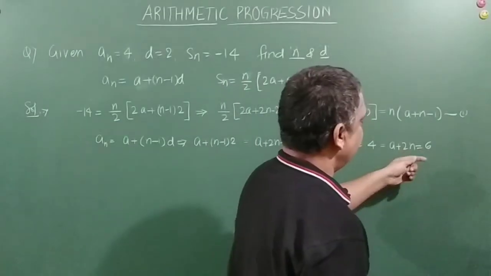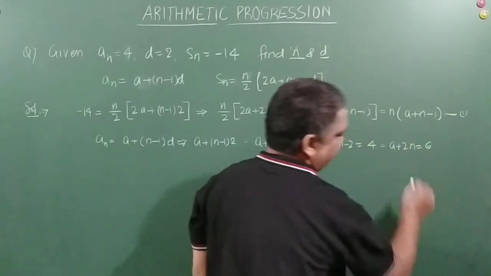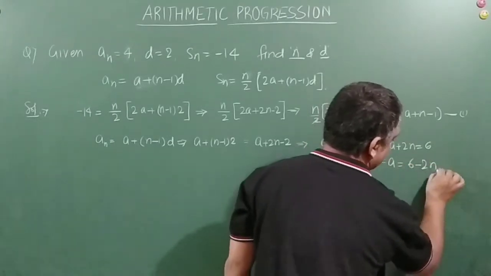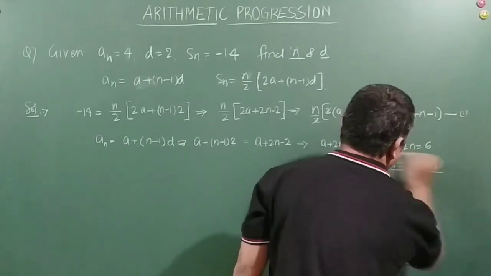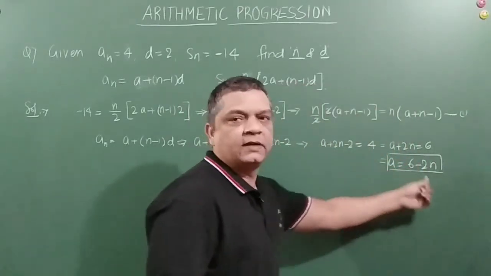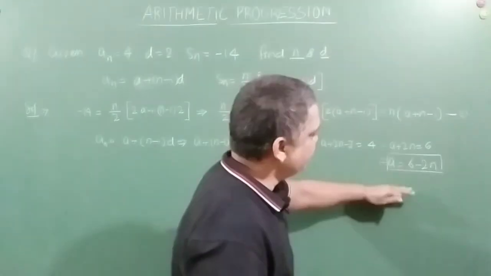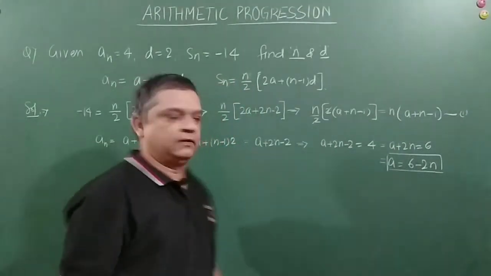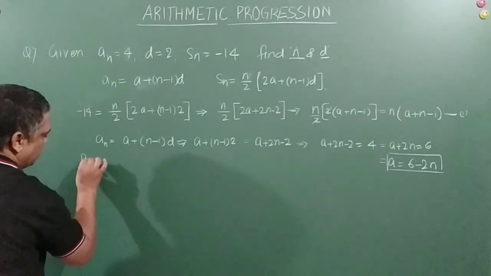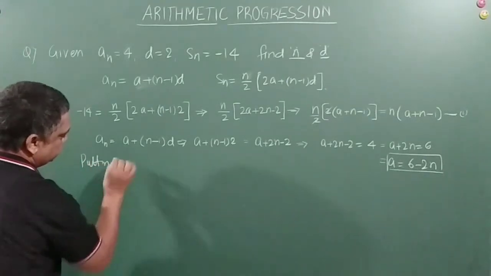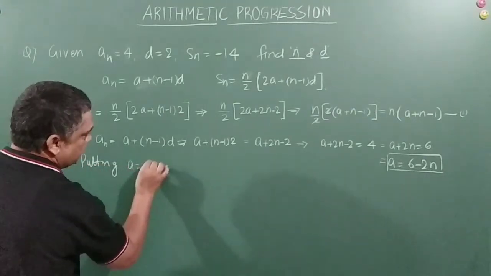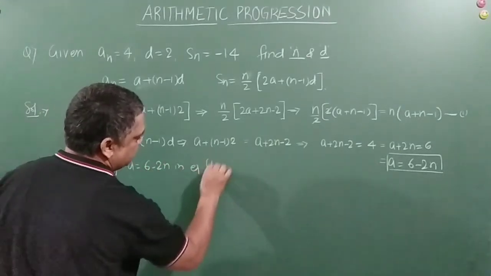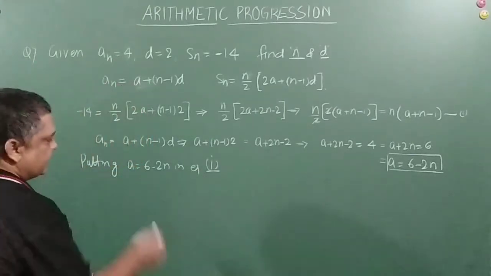Which tells that a + 2n = 6. Now from this I will find the value of a. So a will be 6 - 2n, transposing this term to the other side. Now we have expressed a in terms of n, correct, friends? So I will put this value of a in the previous equation and try to find the value of n. Putting a = 6 - 2n in equation 1.